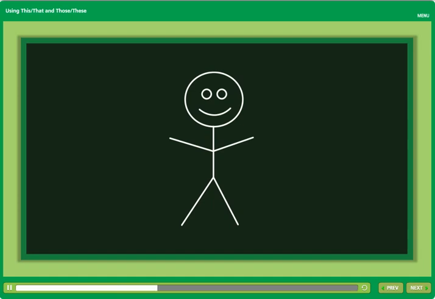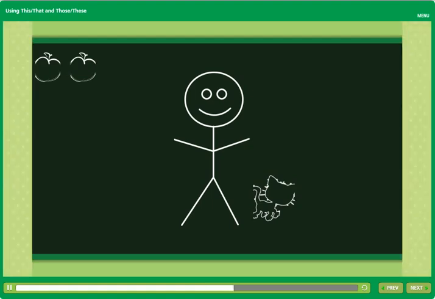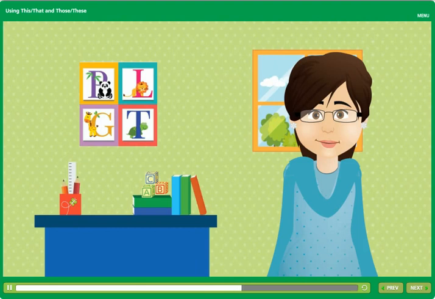Tell your students that if they draw something close to the figure, the rest of the class must make a sentence using this or these. If they draw something far away from the figure, the class has to make a sentence using that and those. It is up to the child who is drawing to decide if he or she wants to make it close or far from the stick figure.